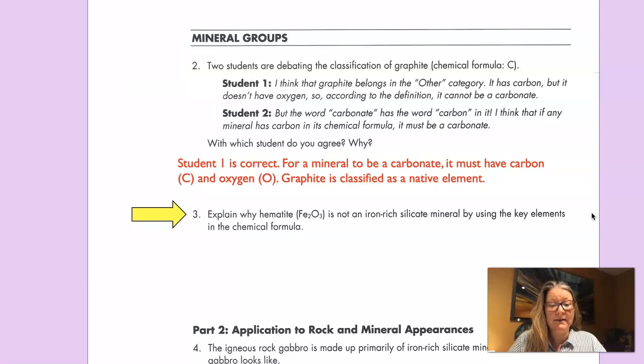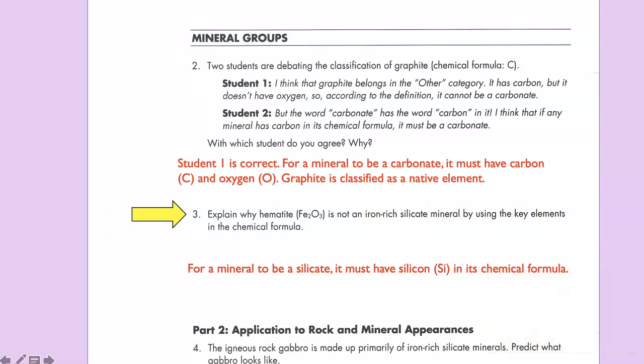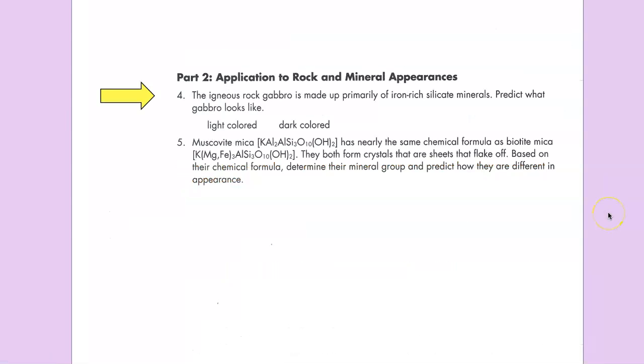Explain why hematite is not an iron-rich silicate mineral by using the key elements in the formula. Well, we have iron and oxygen, but we don't have silicon. And if we don't have silicon, it's not a silicate mineral. An igneous rock called gabbro is made up of a lot of iron-rich silicate minerals. So what color do you think it's going to be? Well, iron-rich silicate minerals are dark-colored, so a gabbro is also a dark-colored rock.